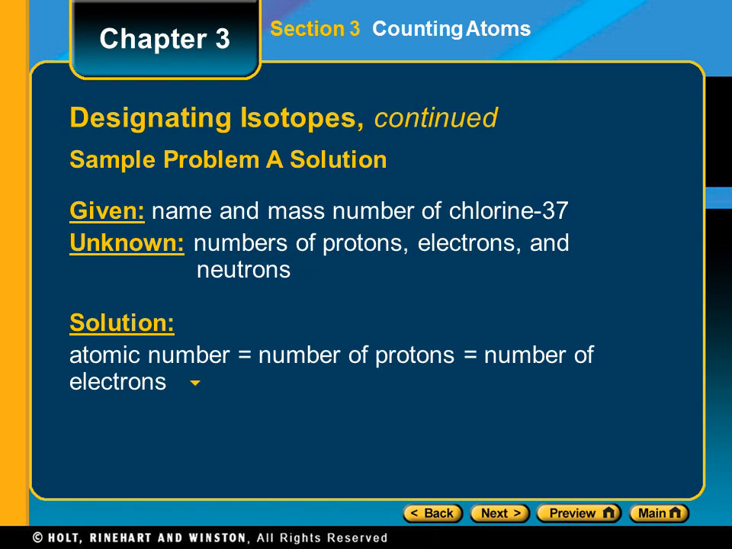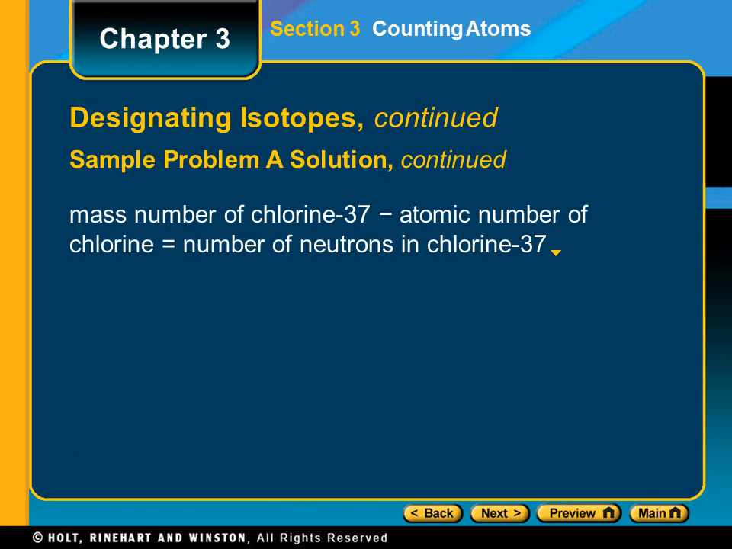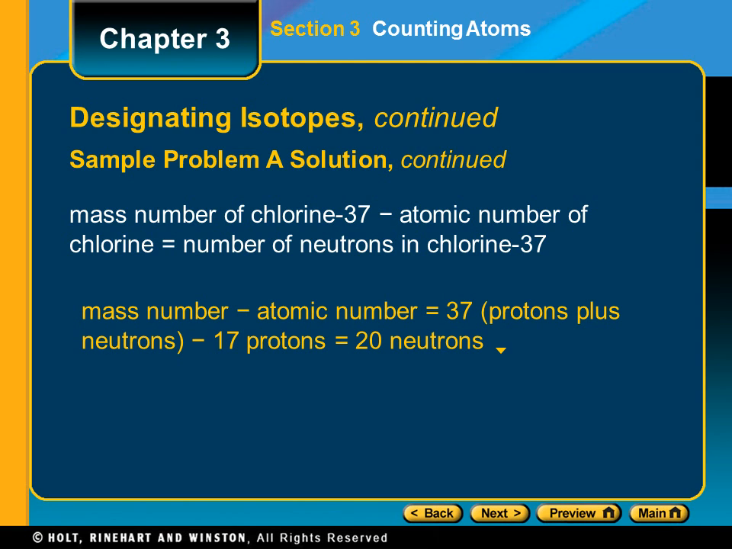Well, your atomic number equals the number of protons, which equals the number of electrons. Remember, protons and electrons are going to be equal unless you're told otherwise. Mass number equals number of neutrons plus the number of protons. We know the mass number is 37, minus the atomic number of chlorine, equals the number of neutrons in chlorine-37. So how do you know the atomic number? You look it up on your periodic table. So you get 37 protons plus neutrons minus 17 protons equals 20 neutrons.